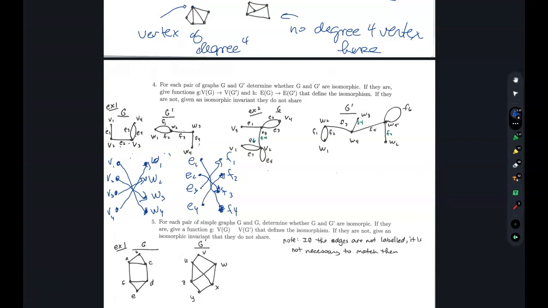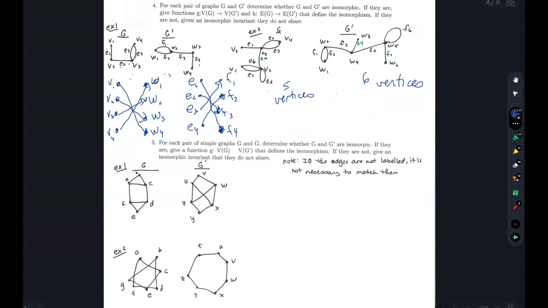Okay, if I look at these two graphs, I'm always going to start off by looking at the number of vertices or number of edges. I notice this has 5 vertices and this has 6 vertices. So it cannot have an isomorphism because it's got an invariant.